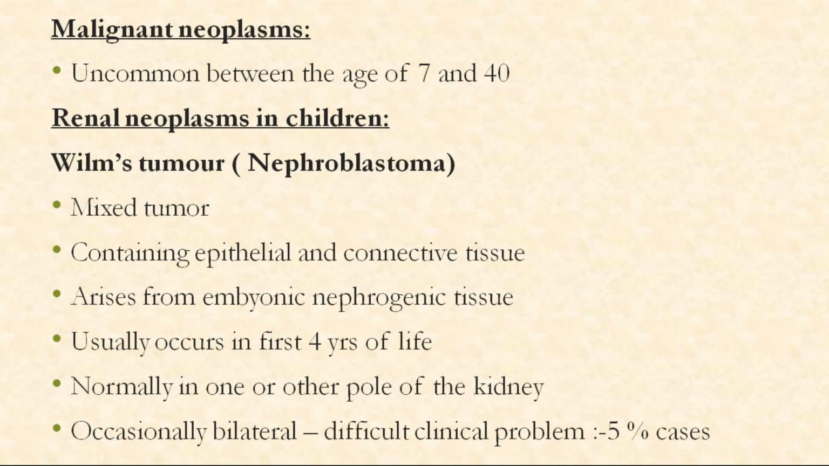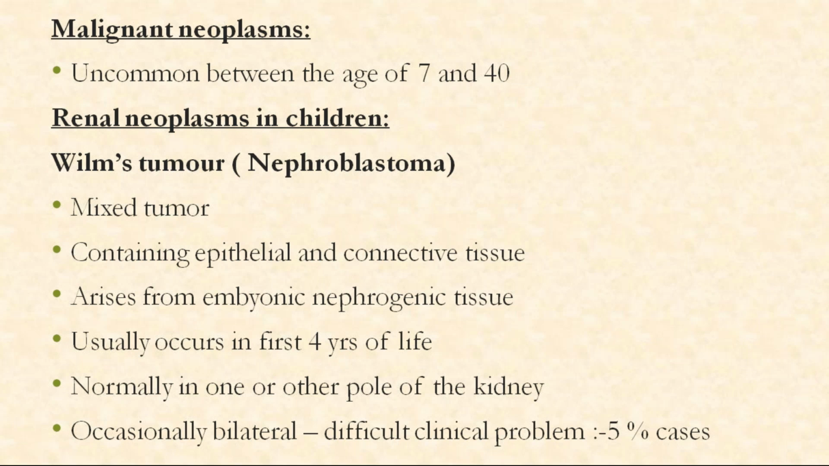Now we have to discuss the malignant tumors. Usually malignant tumors of the kidney are uncommon between the ages of 7 and 40. They occur before 7 and after 40. So between 7 and 40 years of age, malignant tumors of the kidney are uncommon. We have to discuss in detail about Wilms' tumor. They may ask an essay question on Wilms' tumor and hypernephroma. In detail, you have to know.